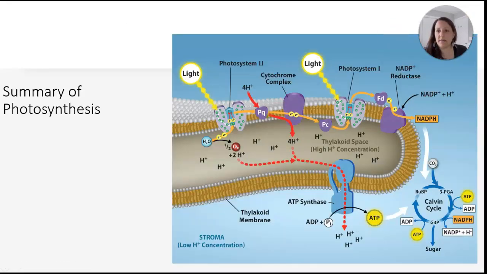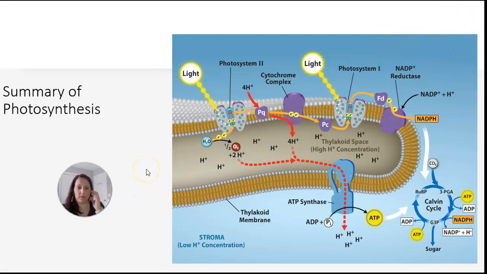So here is a summary slide of photosynthesis in total. Okay, so remember, we got photosystem 2 and photosystem 1. Photosystem 2 is responsible essentially for generating a proton gradient, which drives the synthesis of ATP. Photosystem 1 is responsible for, again, producing high energy electrons that eventually get handed over to NADP to form NADPH. And so both ATP and NADPH are products of the light reaction.